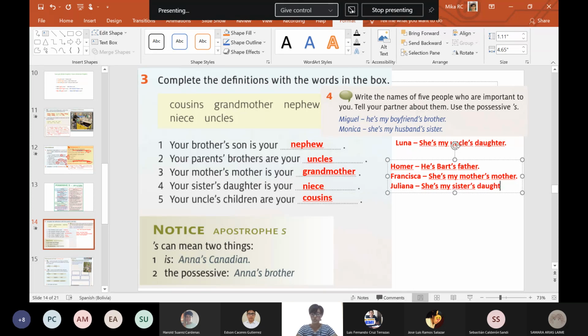Daughter. Thank you so much. So, Juliana is with Y or G? I think with Y. She's my sister's daughter, right? Sabemos que Juliana es la sobrina de Fernando, pero también es la hija de su hermana, ¿sí? Si es su sobrina, es la hija de su hermana.